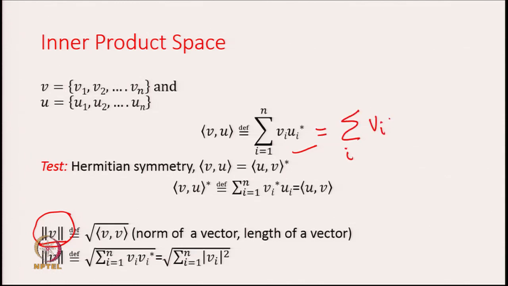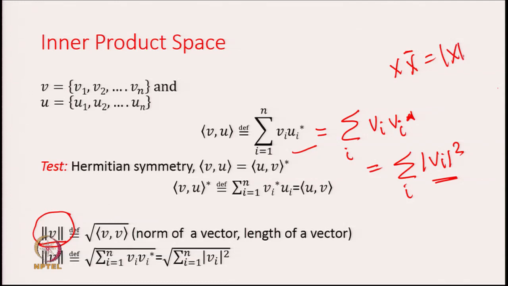Now u_i should be replaced by v_i conjugate, because the inner product is with the vector itself, and what is v_i times v_i conjugate? It is nothing but mod of v_i squared. Okay. So, you know that x into x conjugate is nothing but mod of x squared if x is a complex number, you must have seen this. So, this turned out to be this. So, this is how the norm of a vector v will look. Okay. So, this quantity will correspond to the length of a vector.